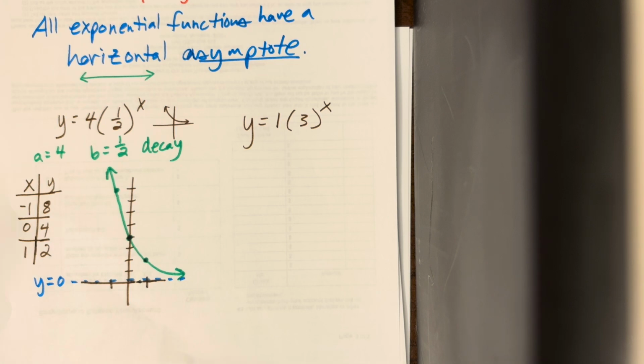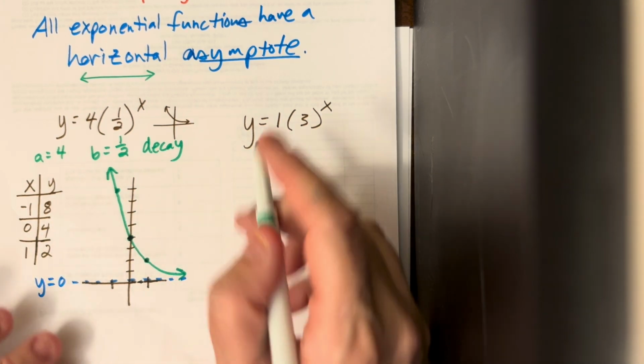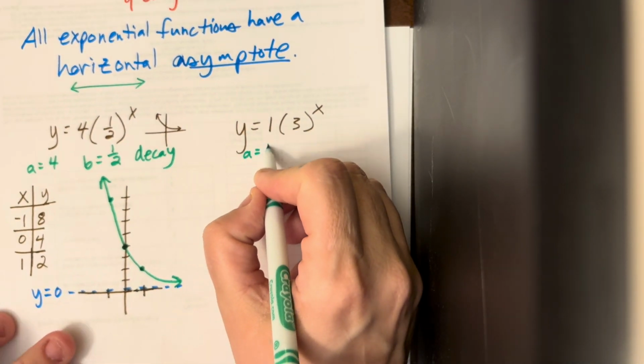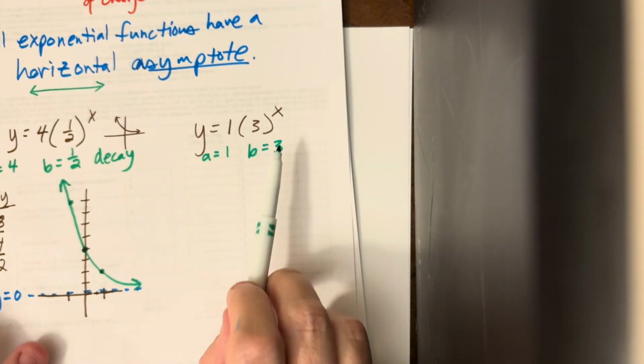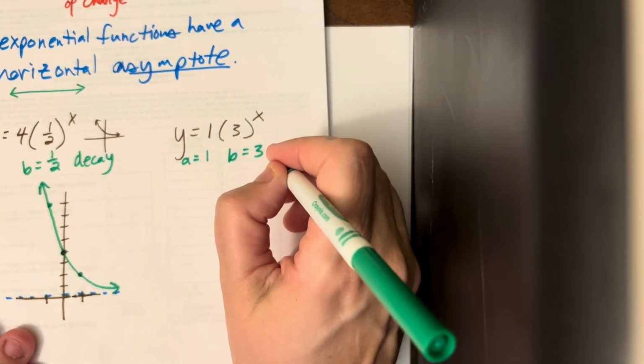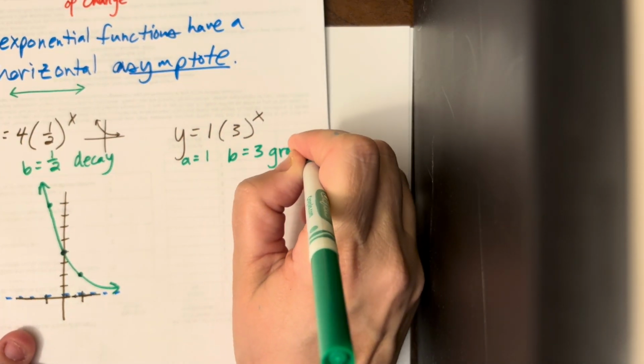All right, let's try another one. Over here, I know that my y-intercept is 1. This time, the exponential rate of change is 3. 3 is greater than 1, so this is going to be an example of an exponential growth.